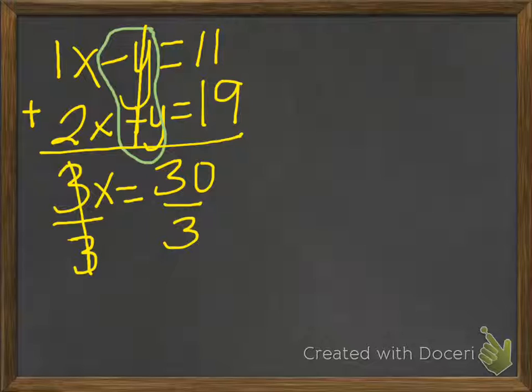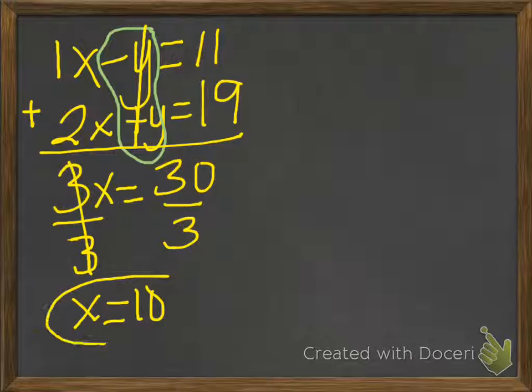And because you guys are so smart, you know that anything times 1 is going to be itself, so 1x is just going to give me an x. When I divide 30 by 3, that gives me 10. So the x of my solution set is going to be 10. I have the first part of that.